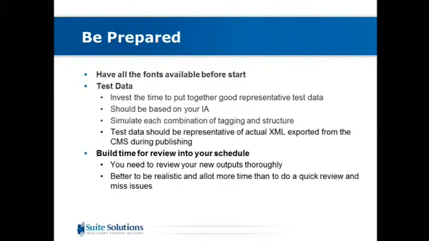Test data. You might have, let's say, 5 different manuals that you're used to publishing on a regular basis through PDF or help. It's worth it to take 2 or 3 of those and put them together as test data, so that you have a single set of all the test elements, so that it works in the best possible way for development and for testing. The way your elements are used should be based on the information architecture that you figured out ahead of time. You want to simulate every combination of tagging and structure.